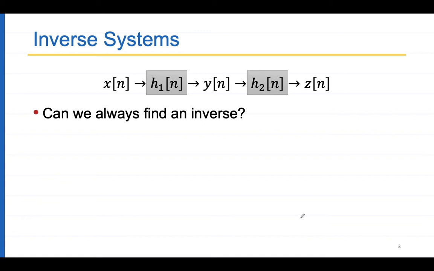Okay, so can we always find an inverse? The question is, is it possible to find an h2 always such that the overall effect is unity? No, it is not always possible, because if h1 loses some information of x, then there is no way I can recover that information. This is a simple information principle: if you're losing information here, how can you recover it here? An extreme example would be if h1 of n is always 0, meaning y of n will always be 0, then I can never reconstruct x using any system.